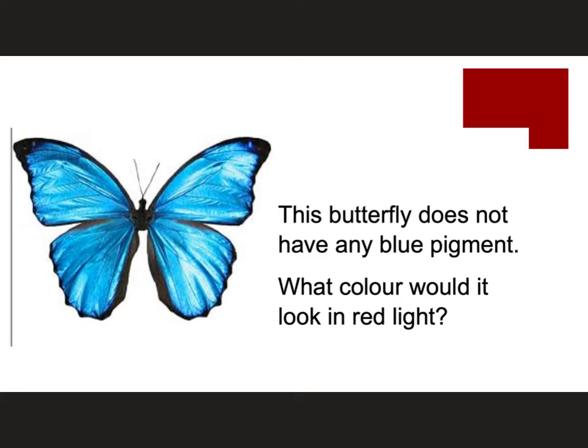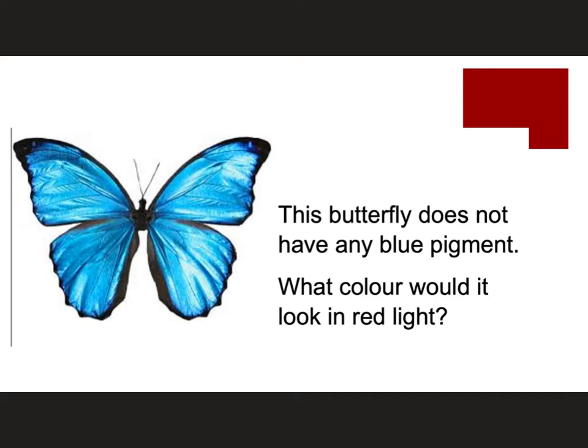So let's start off by looking at this butterfly. First of all, if I took the scales off this butterfly, let's say it died of natural causes, and now I'm not being mean, and ground up those scales, there's actually no blue color there at all. It all comes from interference.